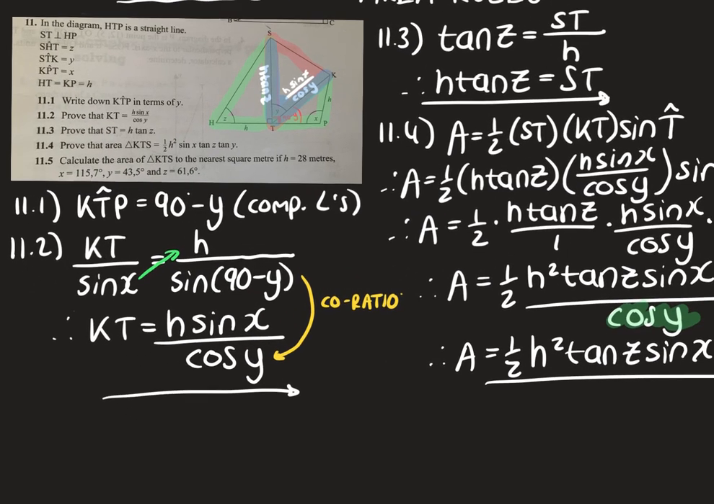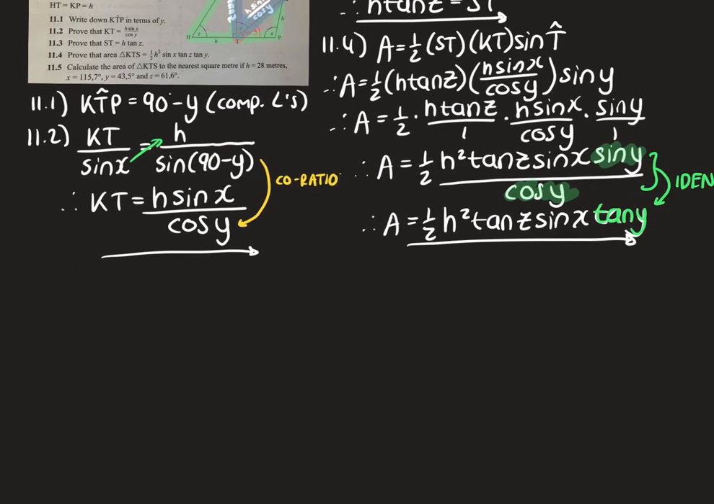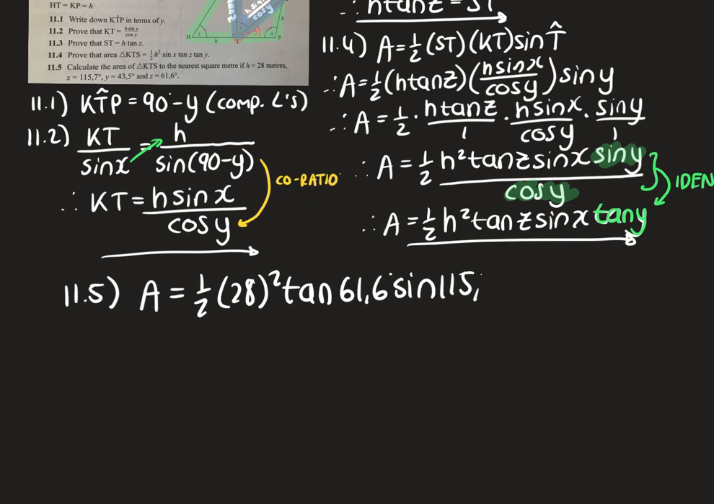So now 11.5, again, like I said in the previous question, 11.5 is a substitution question, just calculator work. So they're wanting you to know what is the area of KTS to the nearest square meter if h equals 28 and all the above. So let's go. Half, 28 squared, tan, what was z? z is 61.6 according to the question. Sine of 115.7 and tan of 43.5 degrees. And you put that into your calculator straight away.